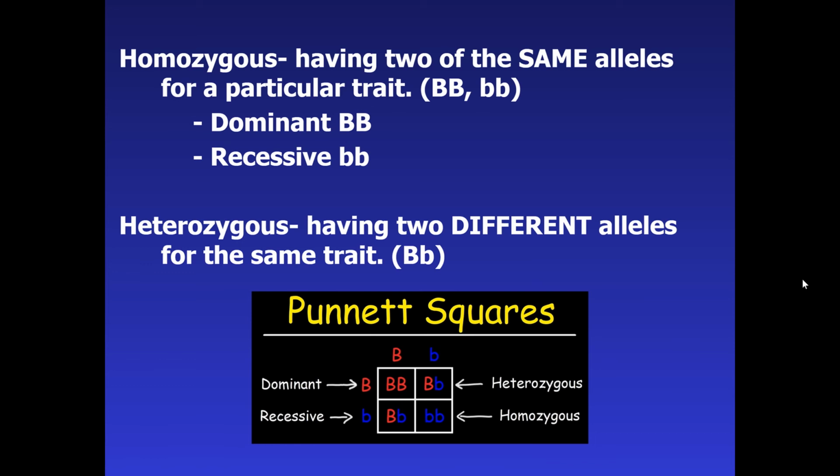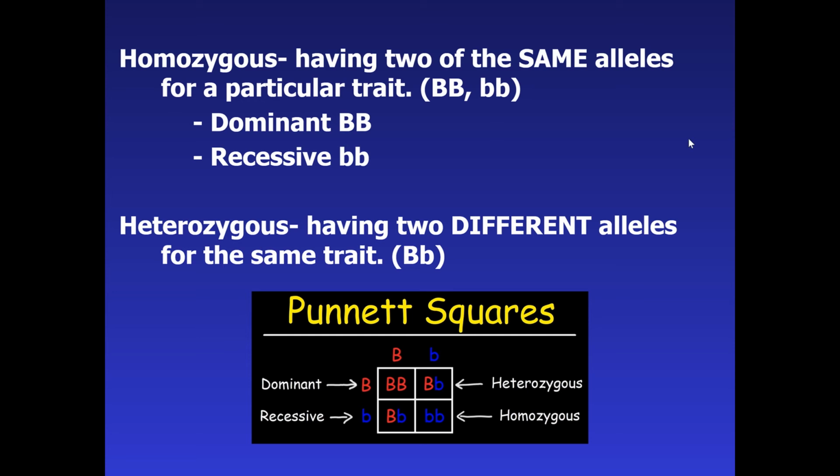So homozygous and heterozygous, those are 2 words that might sound complicated, but they're really not, because homo means the same and hetero means different. So homozygous means having 2 of the same alleles for a particular trait. So for example, you could have 2 capital B's or 2 lowercase b's. They're the same exact allele. So the dominant would be capital B, and a recessive would be little b, little b. So let's say for brown hair, this would be brown hair and this would be blonde hair.